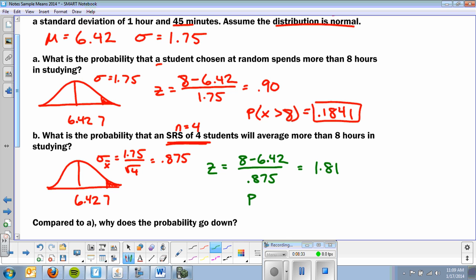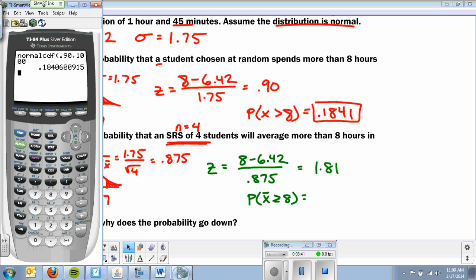And when I look that up, the probability that x bar is greater than or equal to 8. Not look it up in the table, but use my calculator. So normal CDF, min, which is 1.81, max, which is 1 and a bunch of zeros, and I get 0.0351.